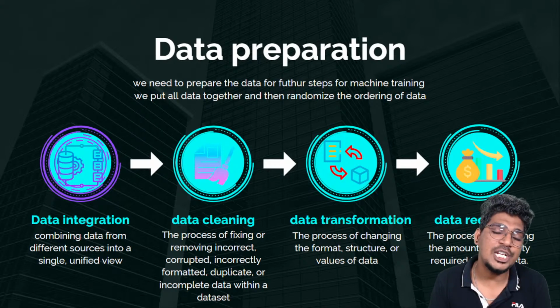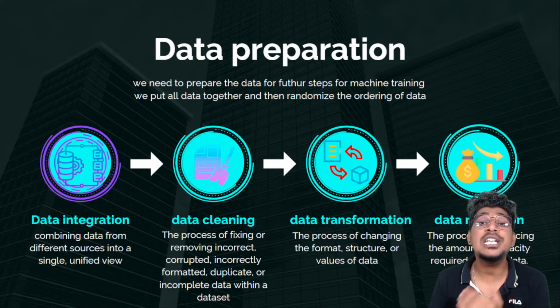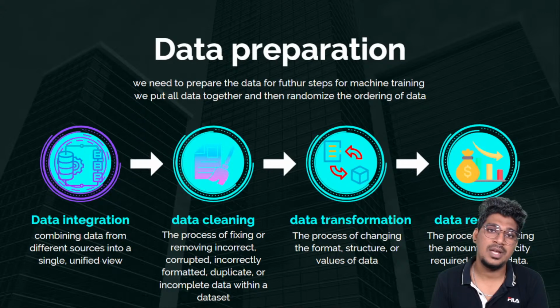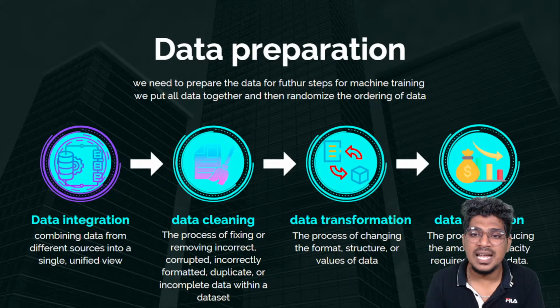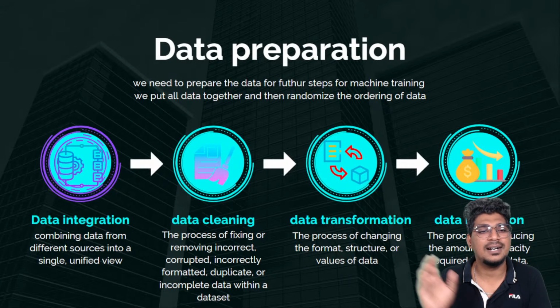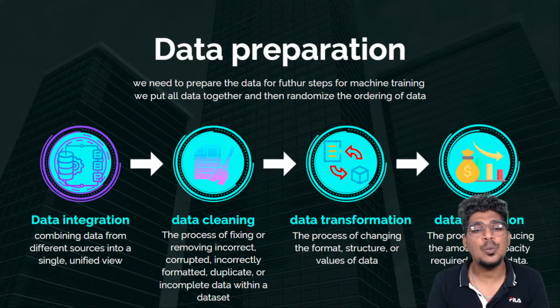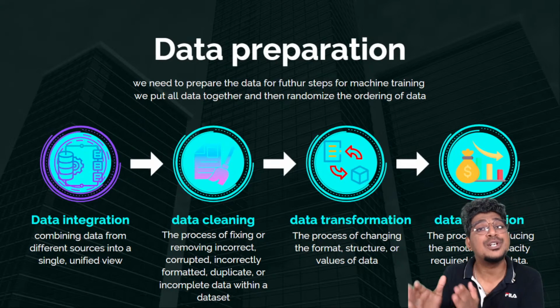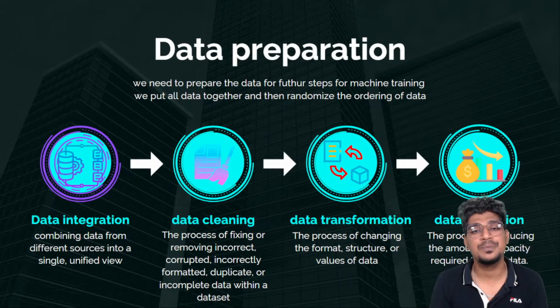In a single word, we need to clean the data and prepare the data, that's it. So that's why I mentioned here, we need to prepare the data for the further steps of machine learning. We put all the data together and then we randomize the ordered data. That means data integration. So what is the purpose of data integration? We need to combine the data from different sources into a single unit, a single format, or a unified view.